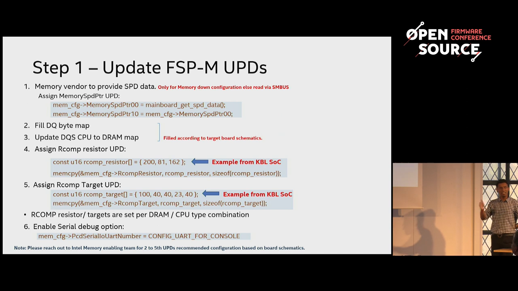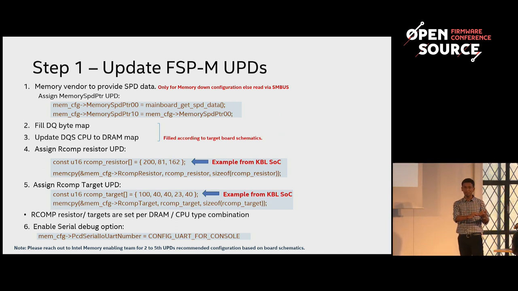So as we know, the first thing is that we have to go and select the Kconfig to tell, OK, this is my FSP 2.0 spec support. I didn't capture that intentionally, because normally we do that. So now as step one, first we need to provide the FSP-M related UPD updates.